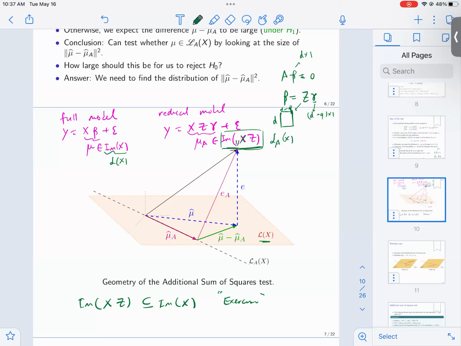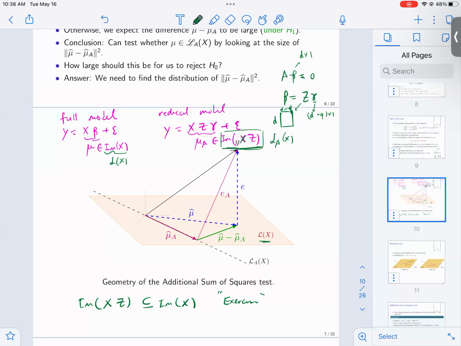This fact that this is inside this is the geometric manifestation of the fact that the reduced model is a nested model of the full model. So one model being a submodel, or nested within the other, in linear regression means the image of the corresponding design matrix is a subset of the image of the original model. Each linear model you can think of geometrically as just a subspace. So this linear model corresponds to this subspace, the image of x. This reduced model corresponds to this new subspace, the image of xz. Because one is obtained from the other by putting constraints on beta, you can see that the new subspace for the reduced model is inside the subspace for the original model. Okay.